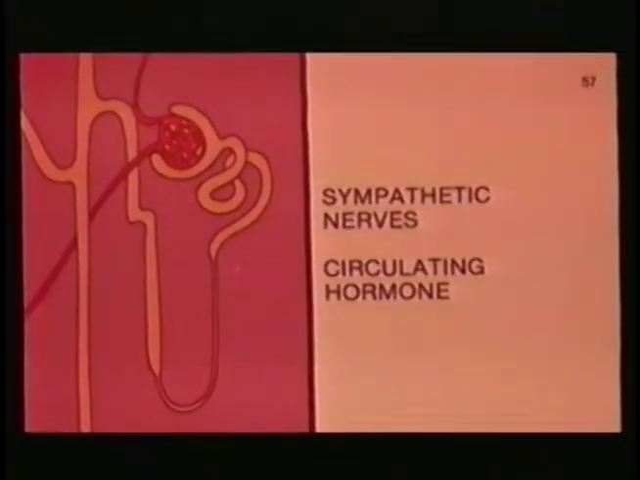The stimuli leading to the increased reabsorption in the tubule and the redistribution of renal blood flow may include stimulation of the sympathetic nerves supplying the kidneys, or the presence of a circulating hormone influencing salt reabsorption in the renal tubules.